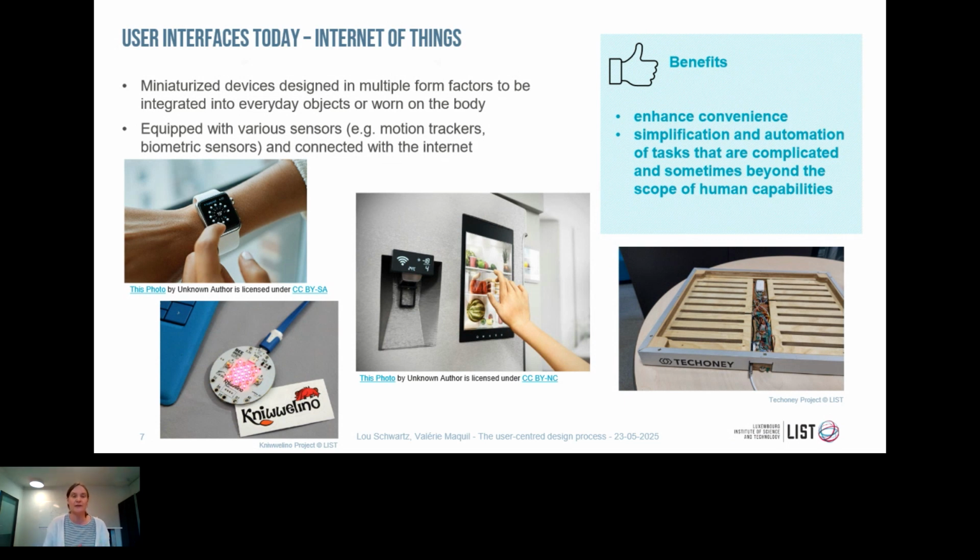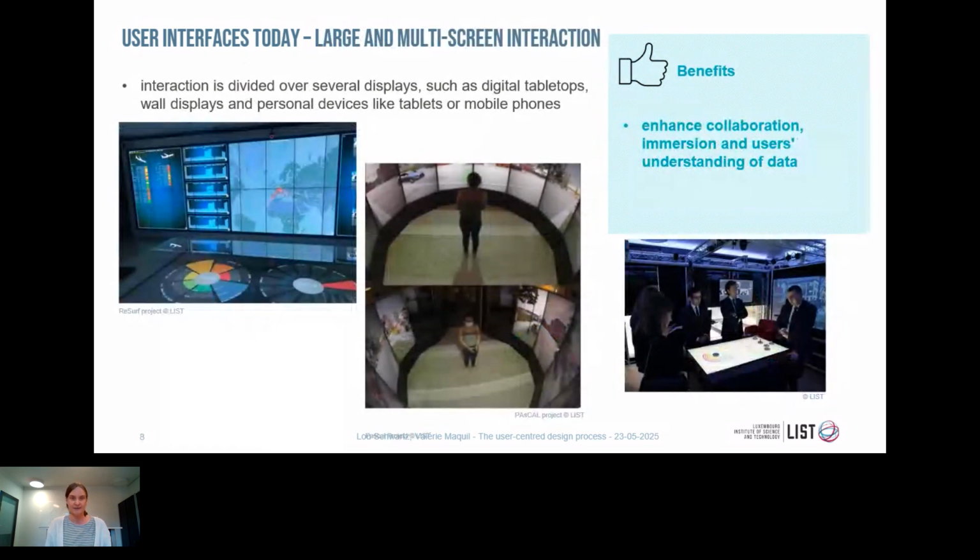We have created a tool that allows you to prototype Internet of Things systems and to explore how they would be useful in different situations. Then another type of interface is large and multi-screen interaction. Here interaction is divided over several displays. It can be on digital tabletops, wall displays, or combined also with personal devices like tablets and mobile phones, with the idea to enhance collaboration because multiple users can be there, and also to create more immersive settings.